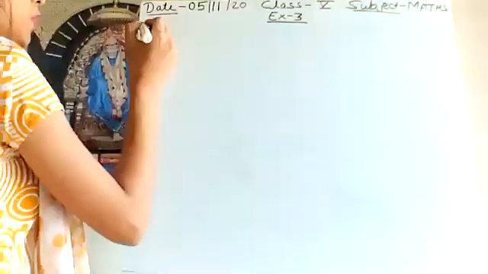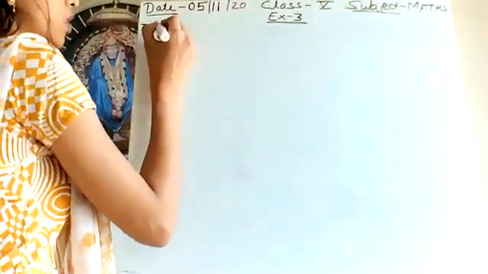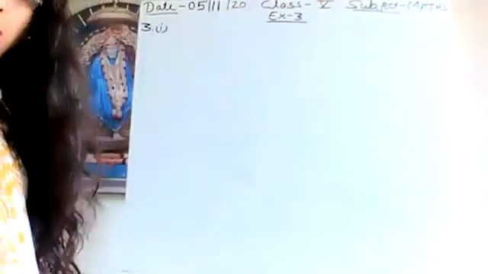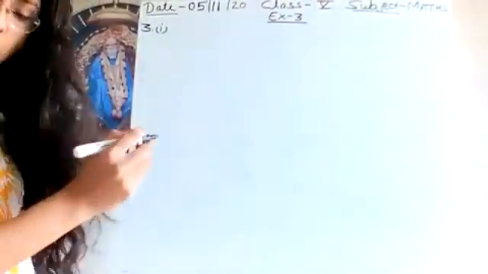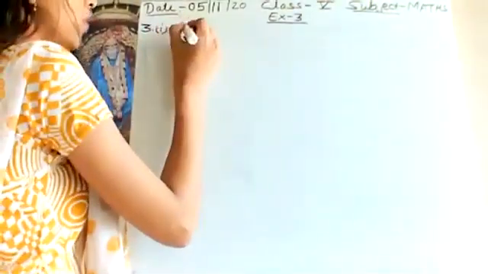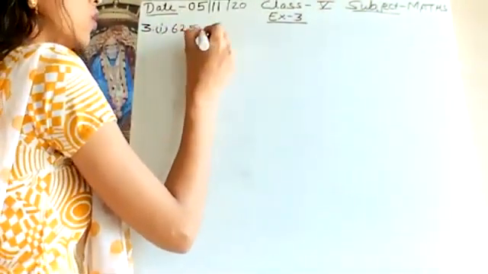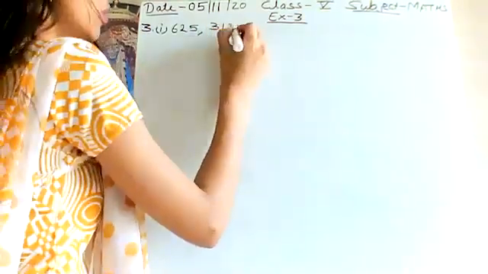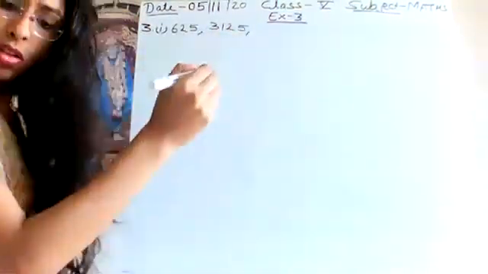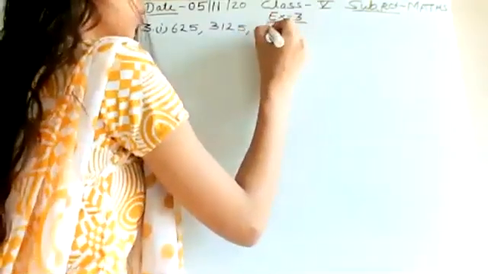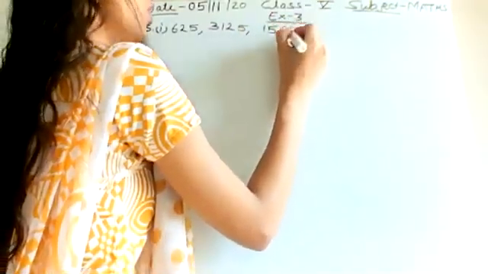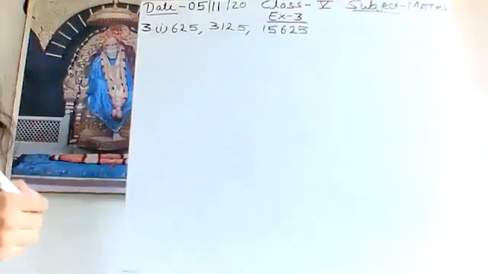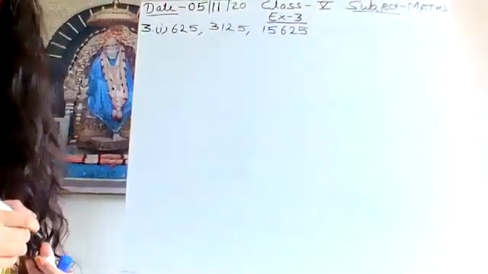Exercise 3, question number 3, I. The question is we have to find the HCF of the given numbers by long division method. So the numbers given are 625, 3125 and 15,625. Okay, you have to find the HCF of these three numbers.